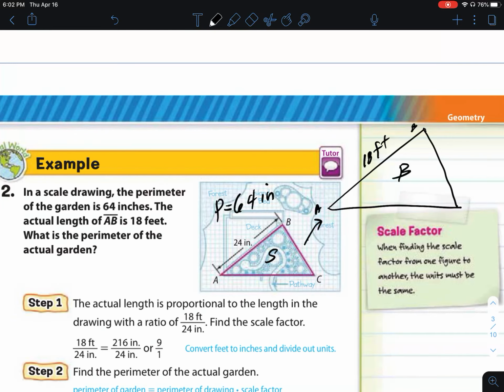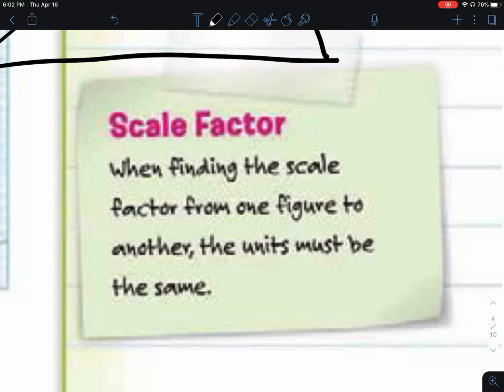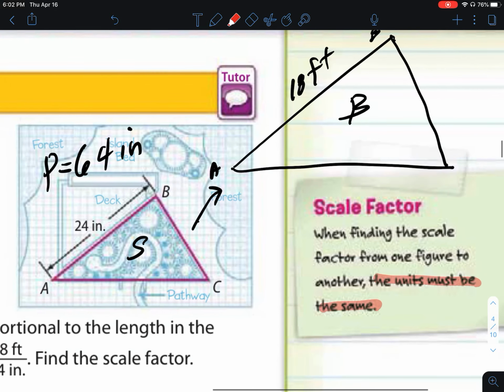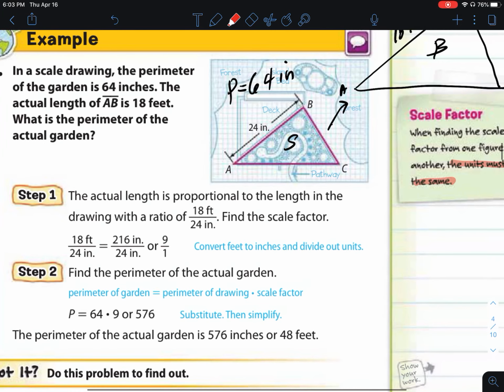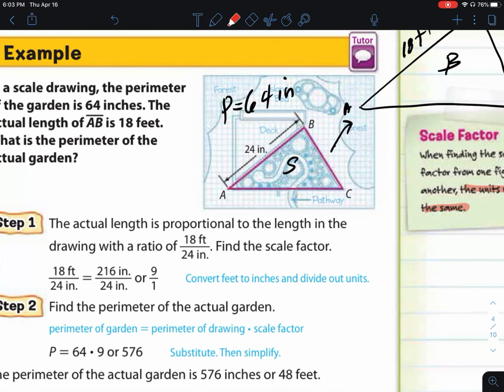Okay, let's take a look at this side note about scale factors. When finding the scale factor from one figure to another, the units must be the same. That means they need to be both in feet or both in inches. We can either convert 24 inches into feet or convert 18 feet into inches. So the book chooses to convert it into inches. The actual length is proportional to the length of the drawing with a ratio of 18 feet over 24 inches. Find the scale factor.